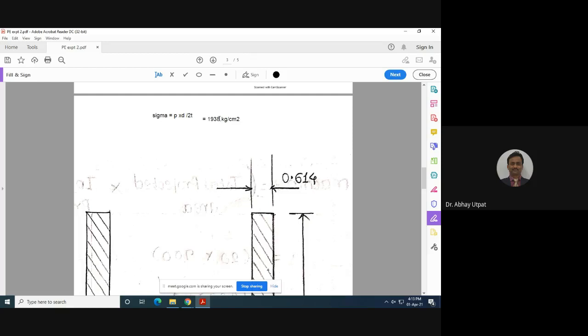You have to convert it into Newton per millimeter square. So how to convert kg per centimeter square into Newton per millimeter square? You have to convert centimeter into millimeter, kg into Newton. It becomes around 10 times less. Simple logic. So around 190 Newton per millimeter square. It becomes 190.